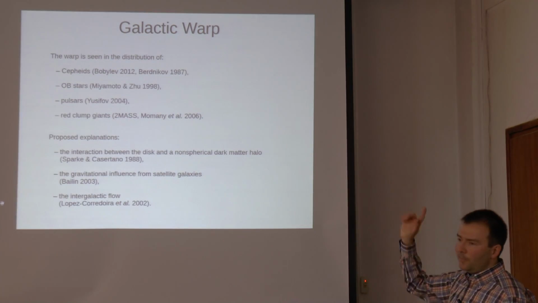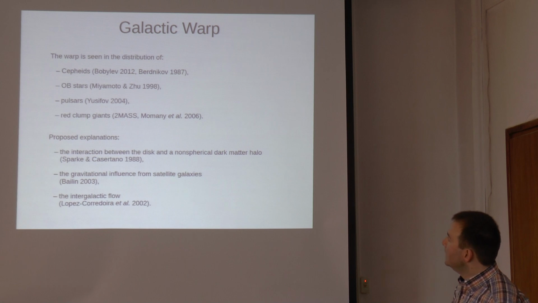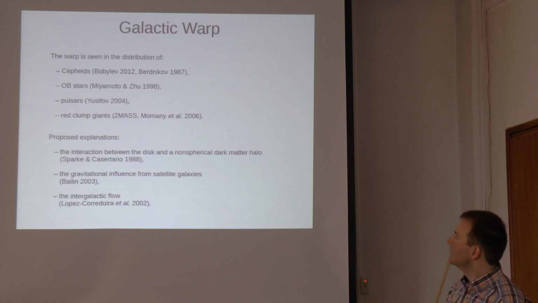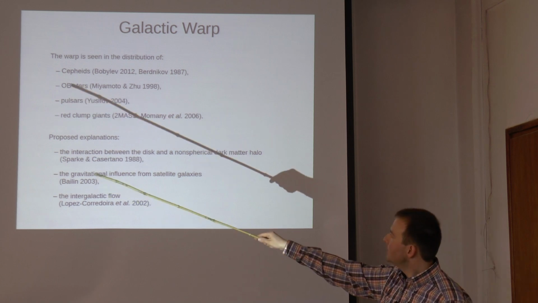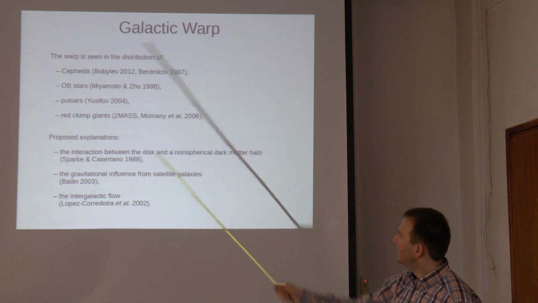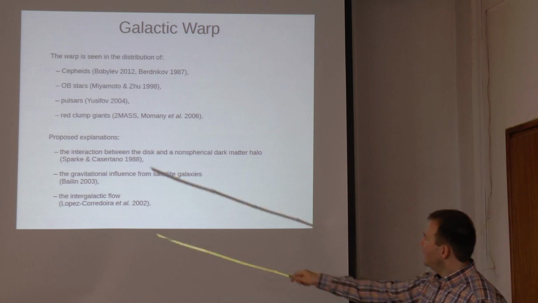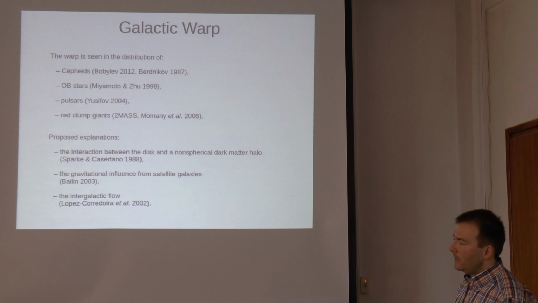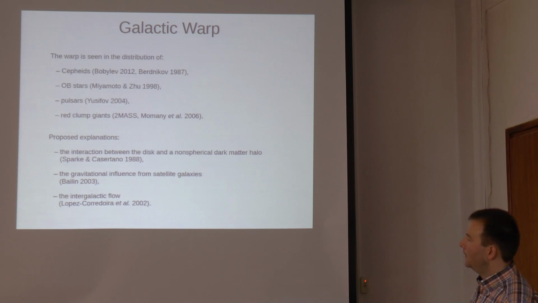Okay, and this warp is a real structure seen also in stars, in the distribution of young stars like pulsars, OB-type stars, classical Cepheid stars. And the proposed explanation, well, probably gravitational interaction or influence of neighbors, galactic neighbors to our Milky Way.